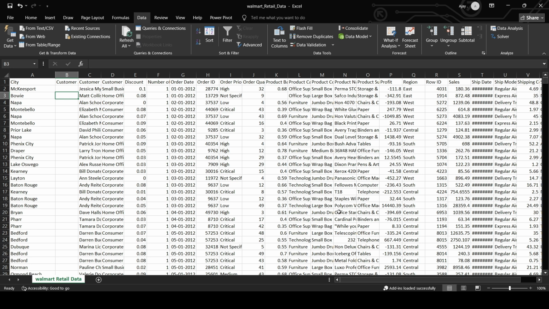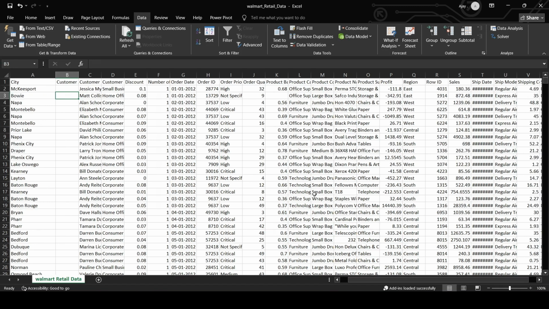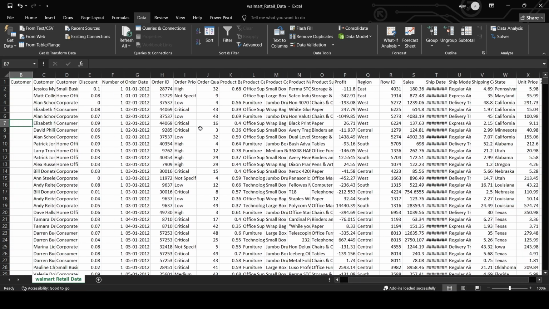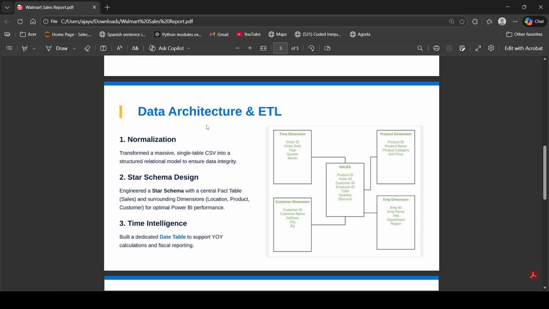So I downloaded this dataset from Kaggle, and the dataset was not in a good condition. It's a single transaction dataset. It has some missing values and it is in an unnormalized form. The next step that I did, I built a data architecture and ETL process.